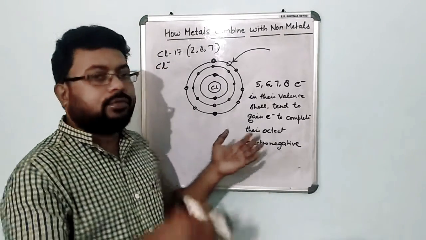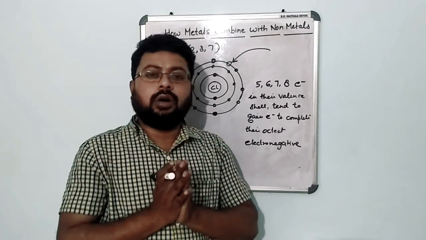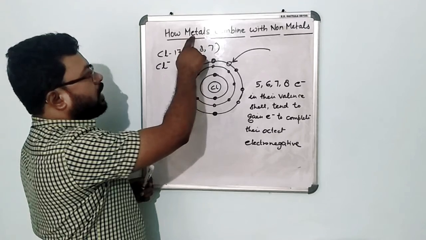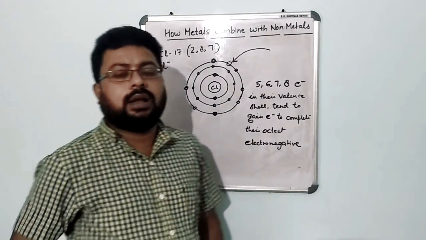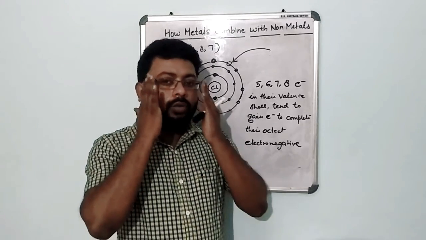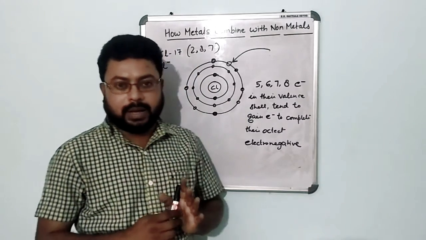Okay, so we have two types of elements now, electropositive and electronegative. Right, so when we are talking about metals, they are electropositive. When we are talking about non-metals, they are electronegative. Okay, so now we can make out as to how they are going to combine.